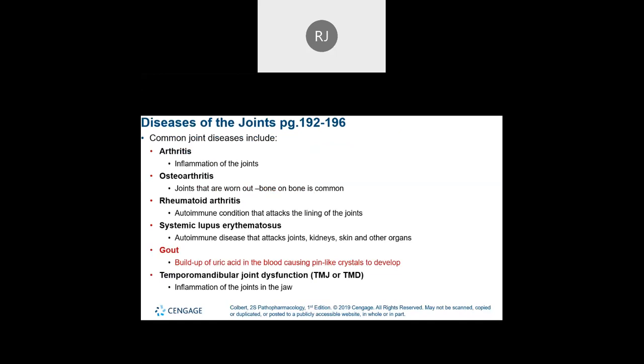On page 192, it starts off with the common joint diseases, which include arthritis, osteoarthritis, rheumatoid arthritis, systemic lupus, gout, which is a buildup of uric acid in the blood causing pin-like crystals to develop, and then TMJ or TMD, an inflammation of the joints in the jaw.